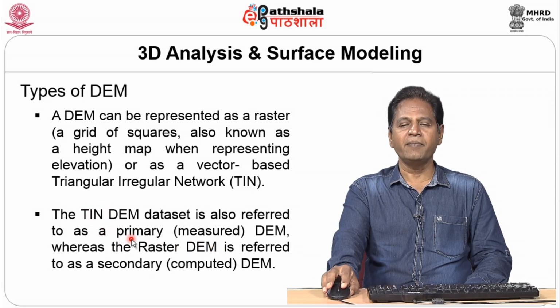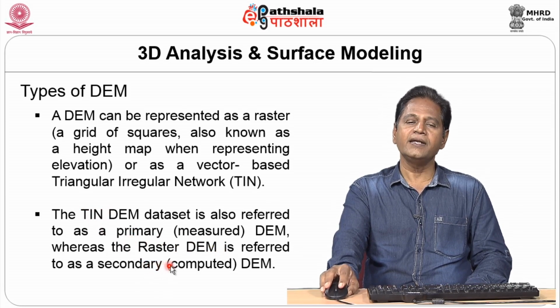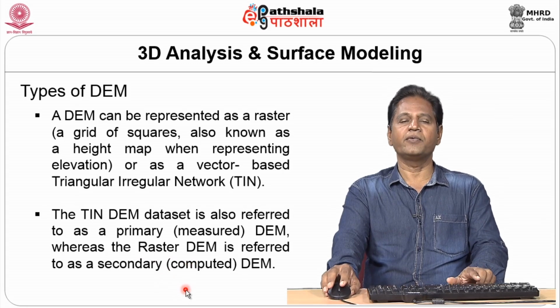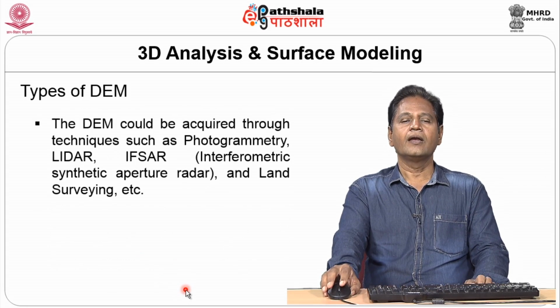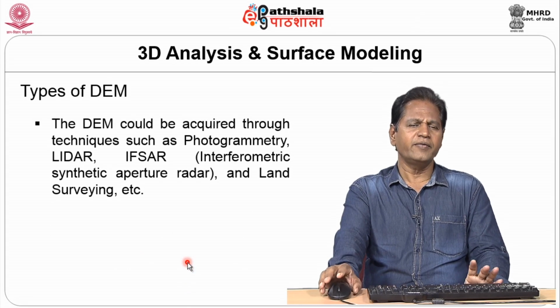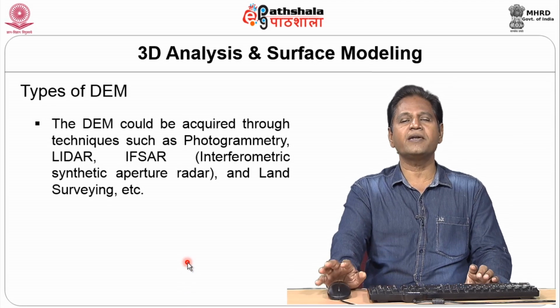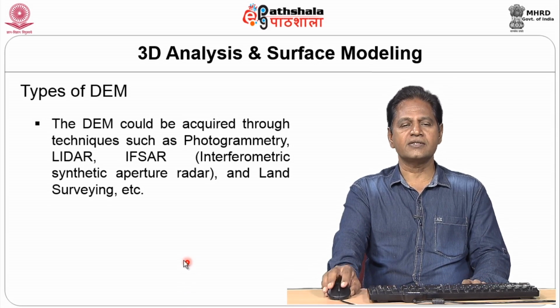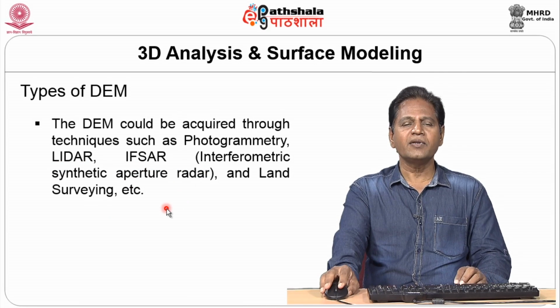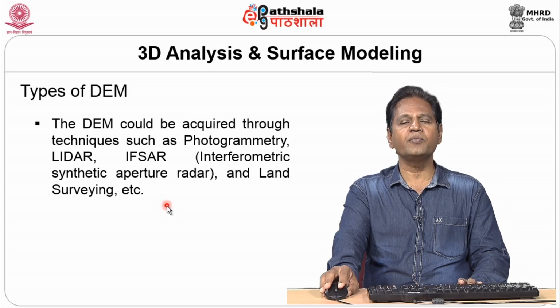The TIN DEM is a primary or measured data, whereas raster DEM, or your data which is in raster format, is referred to as secondary or computed data. I was just telling you the other methods of acquiring DEM data. I don't call it a very costly process, but it is definitely a relatively expensive process. You can use your LIDAR or IFSAR, interferometric synthetic aperture radar, or normal ordinary land surveying methods. So, these are some of the methods through which DEM can be acquired.